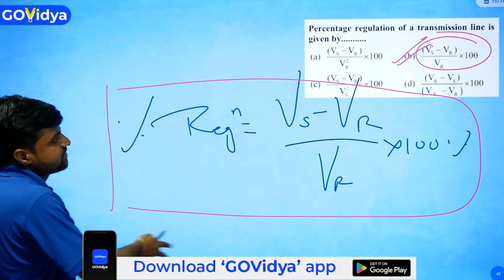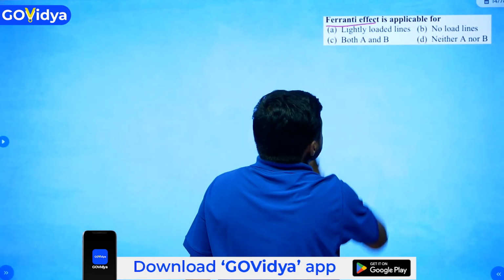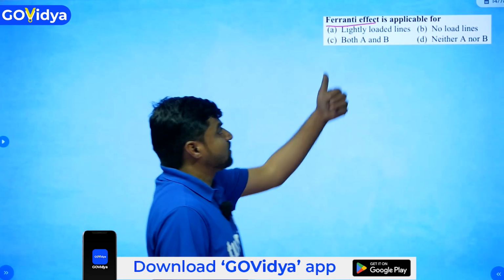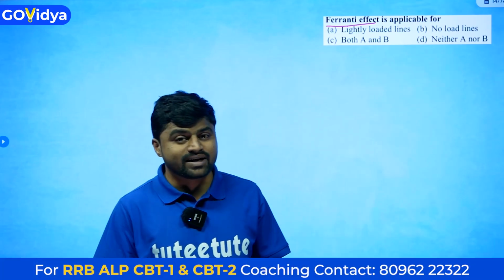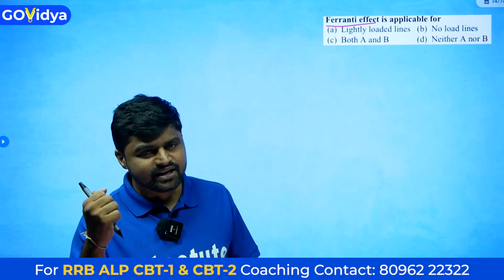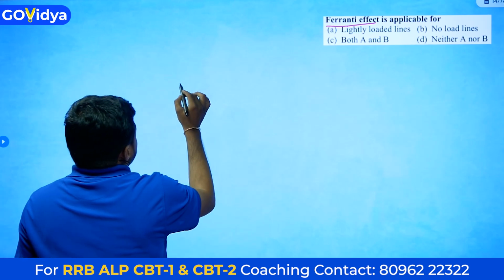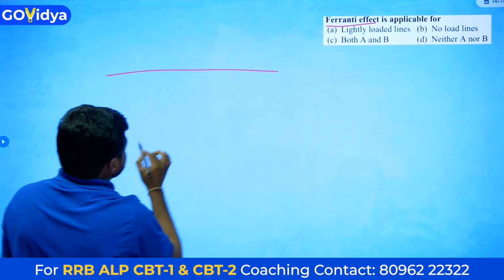Okay, next question. Ferranti effect is applicable for light load lines, or no load lines, or both A and B, or neither A nor B. What is Ferranti effect? Ferranti effect means receiving end voltage is greater than sending end voltage under no load condition and light load condition. This is a transmission line.